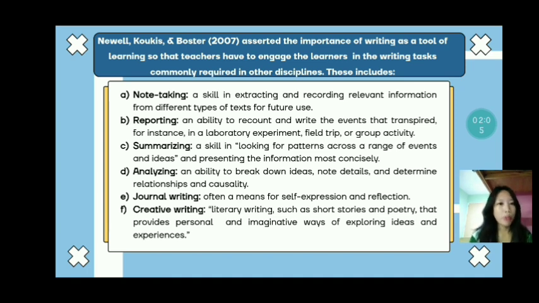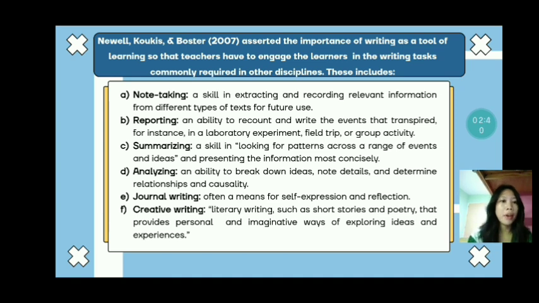And next is reporting. Reporting is an ability to recount and rewrite the events that transpired, for instance, in a laboratory experiment, field trip, or group activity. So, for instance, a teacher will let the students conduct a laboratory experiment. So, the teacher should give a writing activity where the students have to write their experiences from that certain experiment or group activity. So, in that way, the students can hone their writing skills.